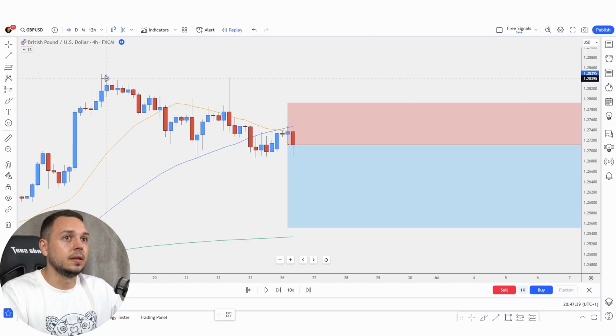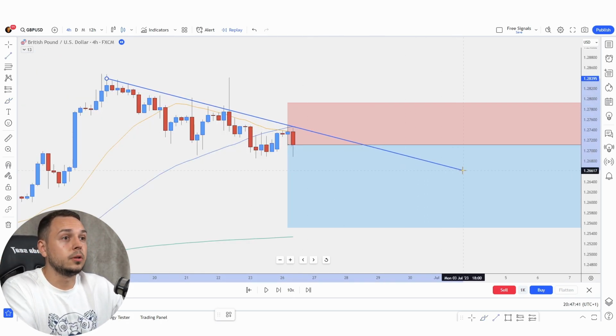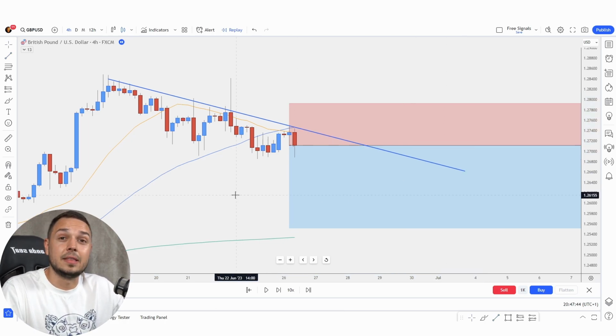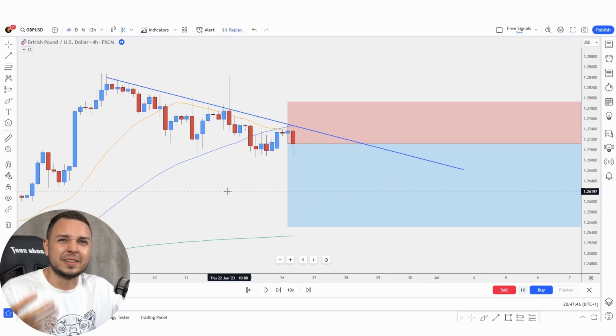Okay, now let's just take another example. Sometimes candlesticks will fail you, it's not 100% guaranteed. There's nothing 100% guaranteed in Forex, crypto, or stocks.